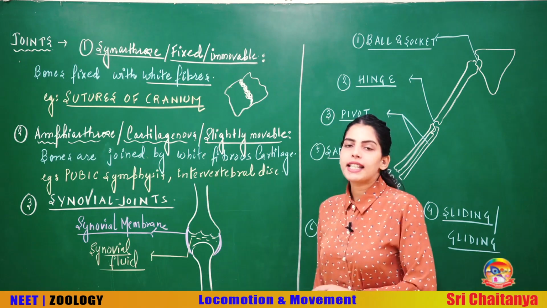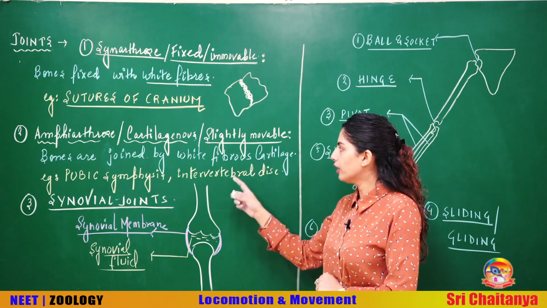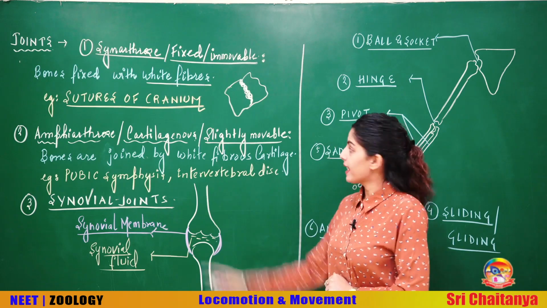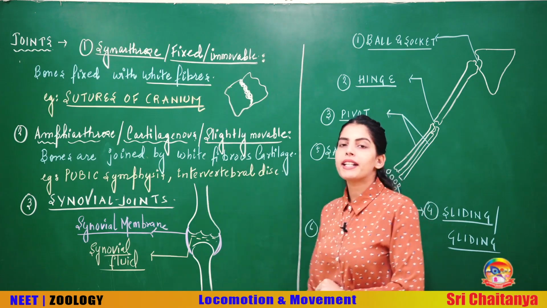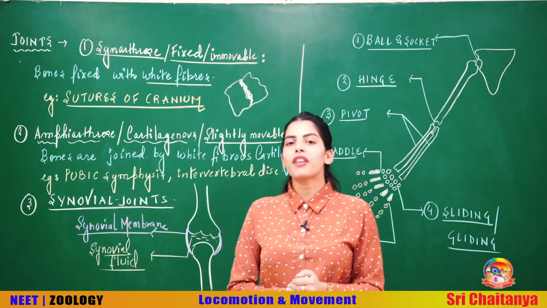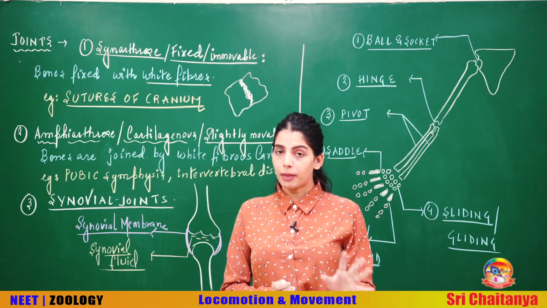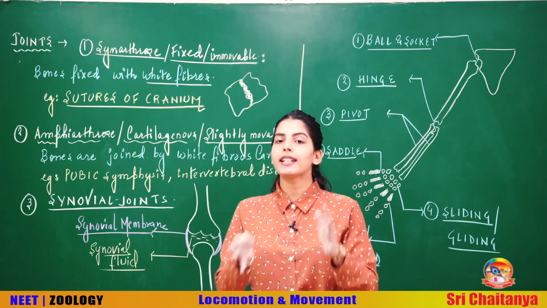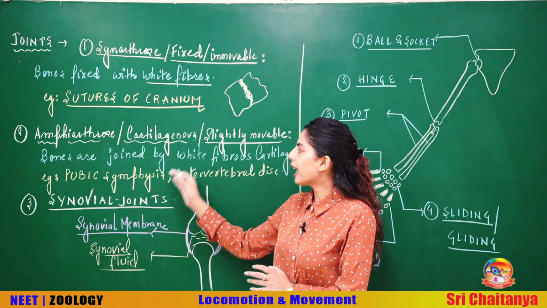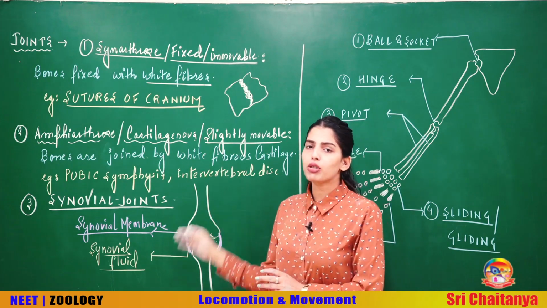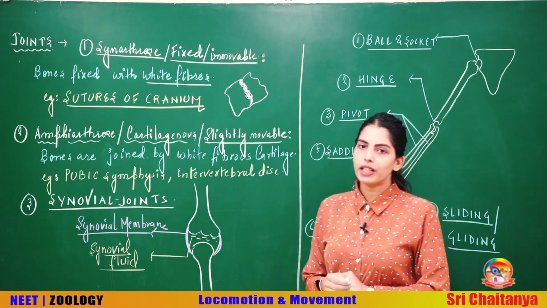Now talking about the second type of joint, that is amphiarthrose or cartilaginous joints or slightly movable joints. The previous ones were completely immovable, but in this type of joint the two bones are fixed with the help of white fibrous cartilage, not the white fibers. That is called amphiarthrose or cartilaginous joints, and they show slight movement, hence they are called slightly movable joints.